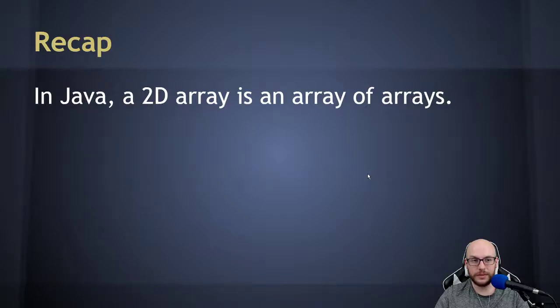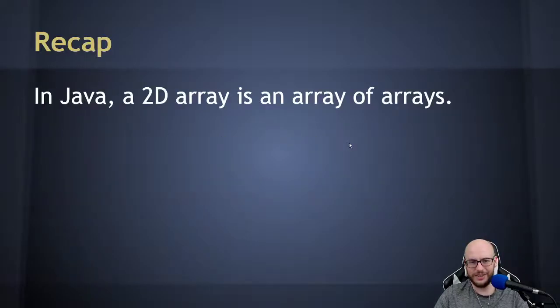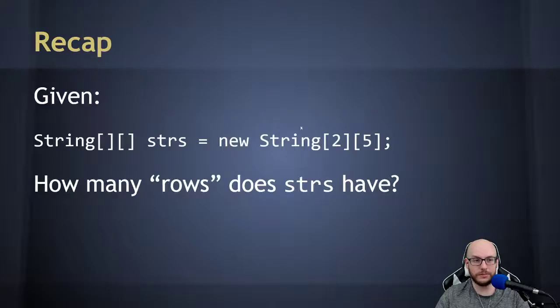Let's recap. In Java, a 2D array is an array of arrays. This is, I guess, a true-false question. It's just a fact. In Java, a 2D array is an array of arrays. I don't really know how other languages tend to handle this because I just never go that deep into other languages. Given a string 2D array, how many rows do we have? I'm basically asking which of these numbers is the rows, and it's the first one here. This should have 2 rows.